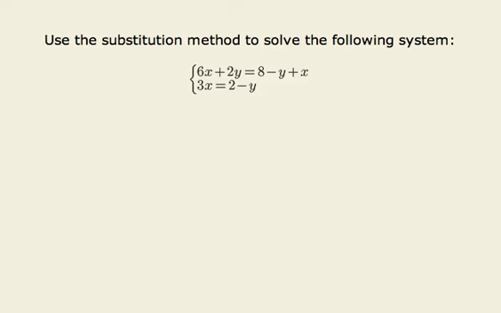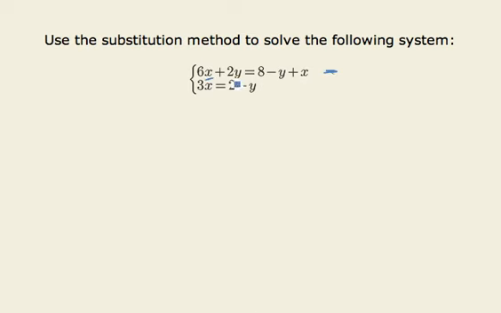Use the substitution method to solve the following system. 6x plus 2y equals 8 minus y plus x. 3x equals 2 minus y. Before going ahead and doing the substitution, what I'd like to do is to clean up this first equation.